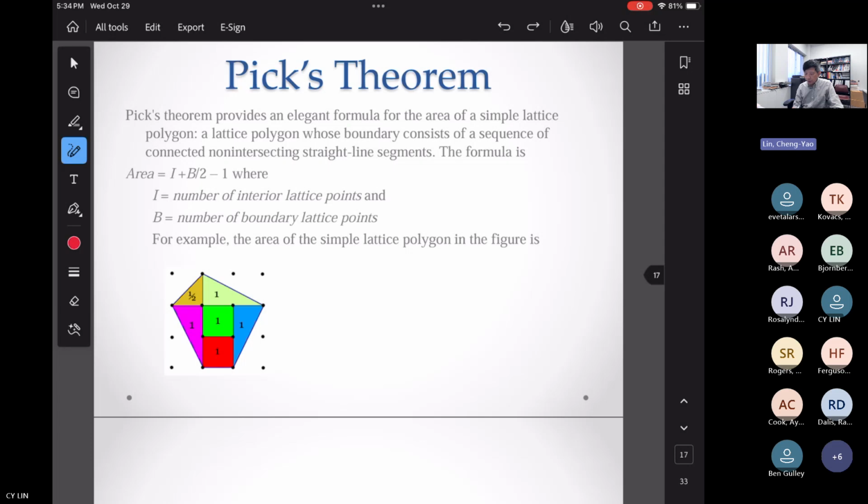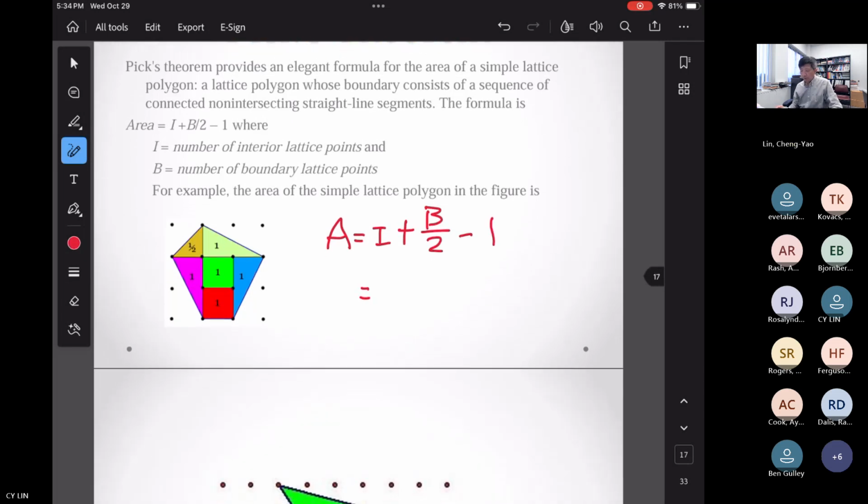The area is actually the interior points plus the boundary points divided by 2 minus 1, okay? Very easy. I really like Pick's theorem. It's easy for us to find out the area, okay?